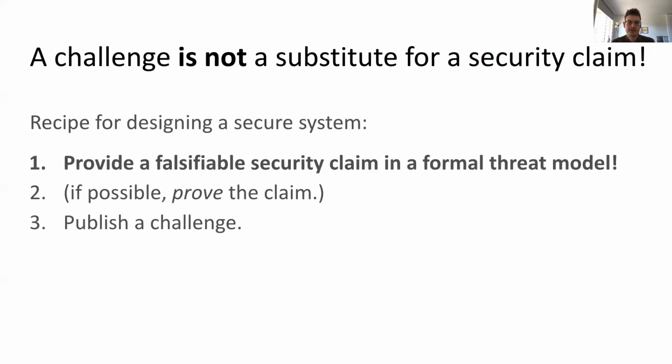In fact, when we design a secure system, the very first thing we should do is to provide a falsifiable claim of the security goals that the system is meant to achieve within a formally defined threat model. And this is the single most important step if we want to treat security as a scientific discipline. After that, it's of course great if we can prove something about those security claims, but that isn't always feasible, and that's okay. Instead of a formal proof, or maybe in addition to one, we can also publish a challenge to invite the community to try and attack our system.